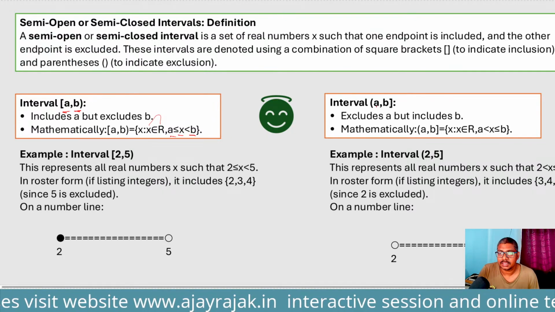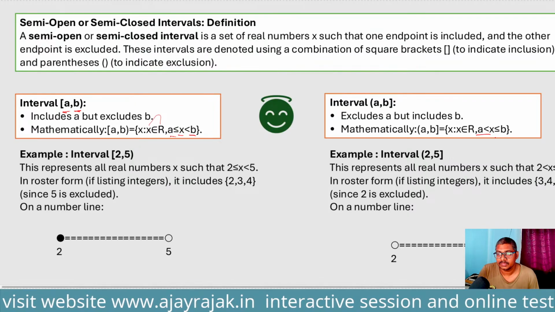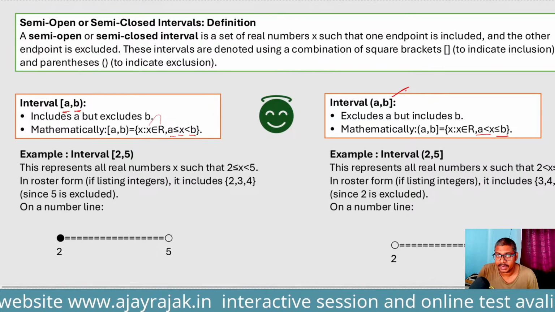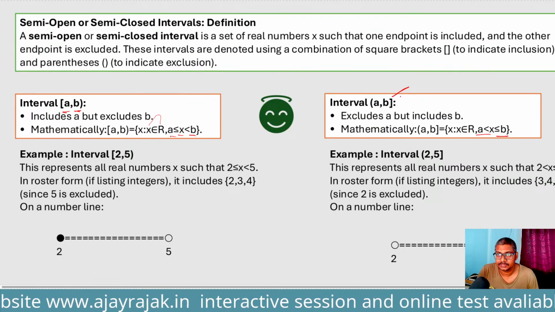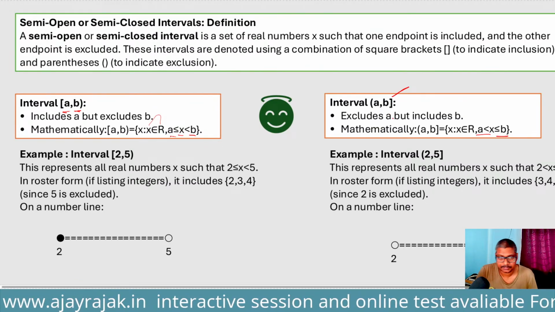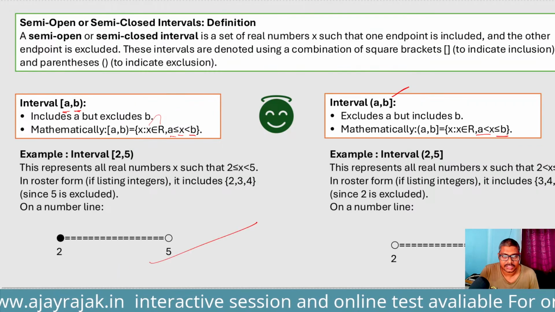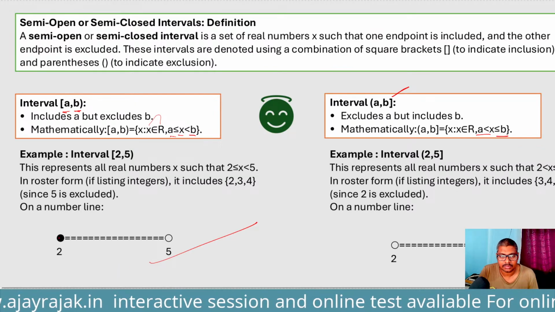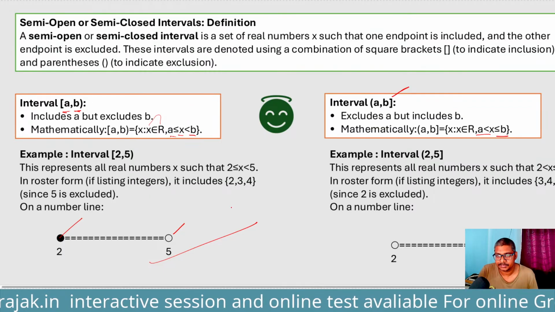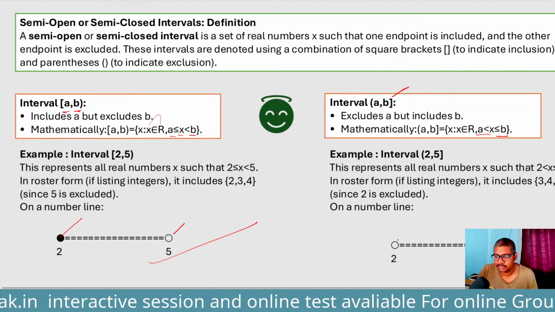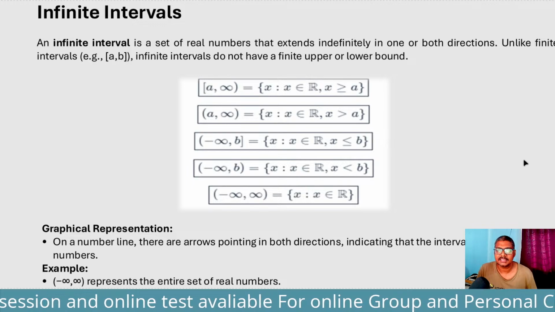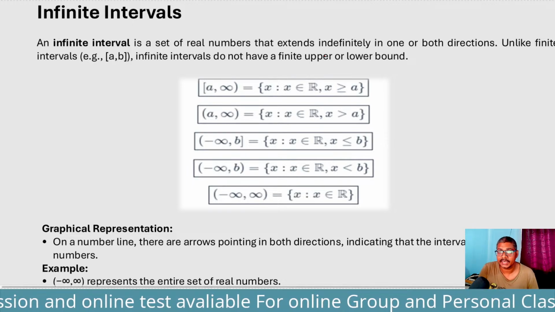Whereas in this one, A is excluded and B is included. So you can see we are using the square bracket next to B. These are their representations. You can see 2 is included, so 2 is blacked out here, completely filled, but 5 is hollow. Here also you can see 2 is blacked out.